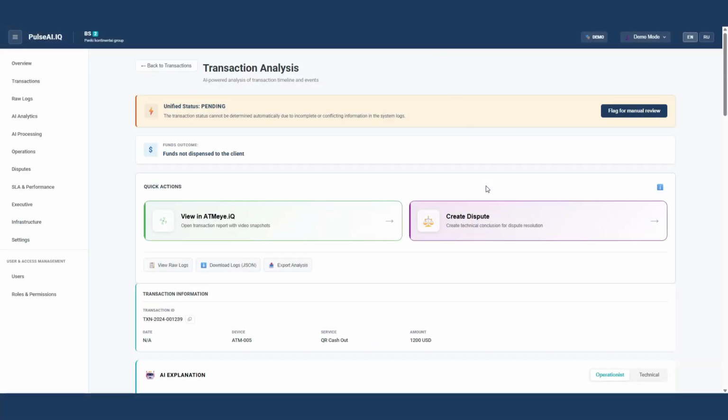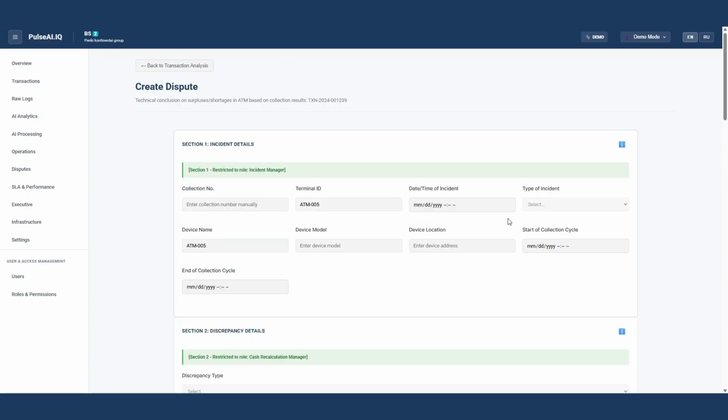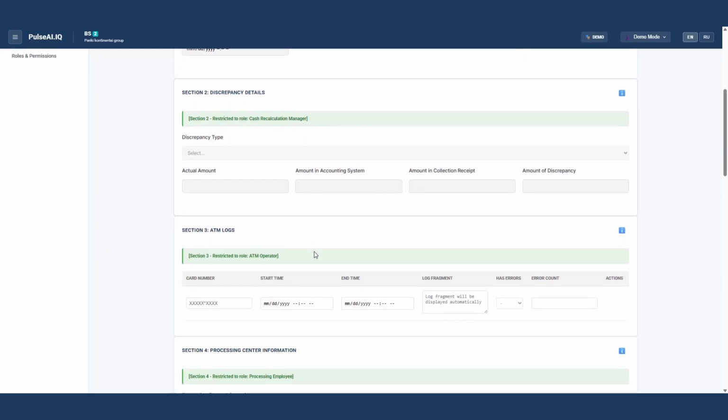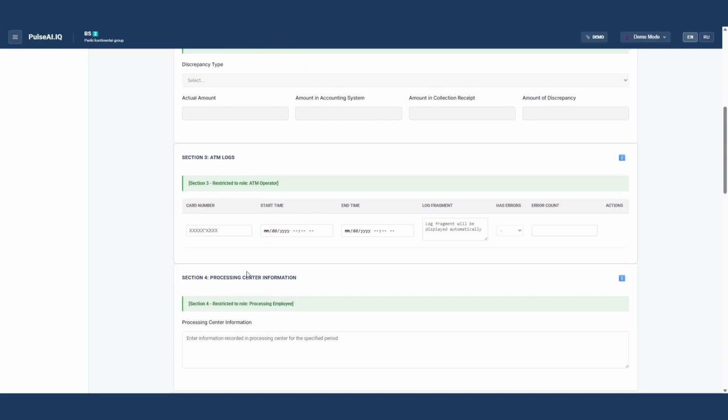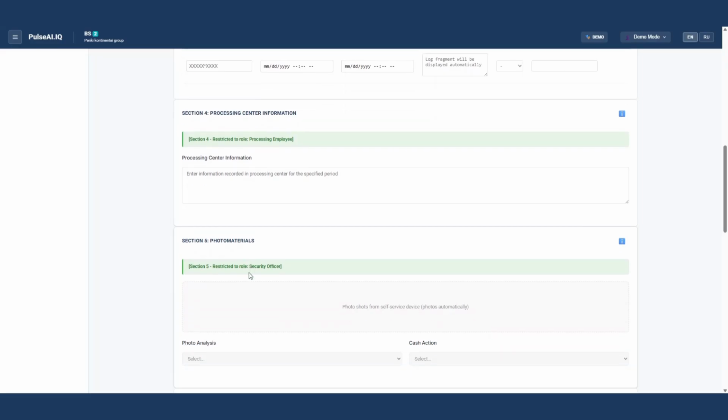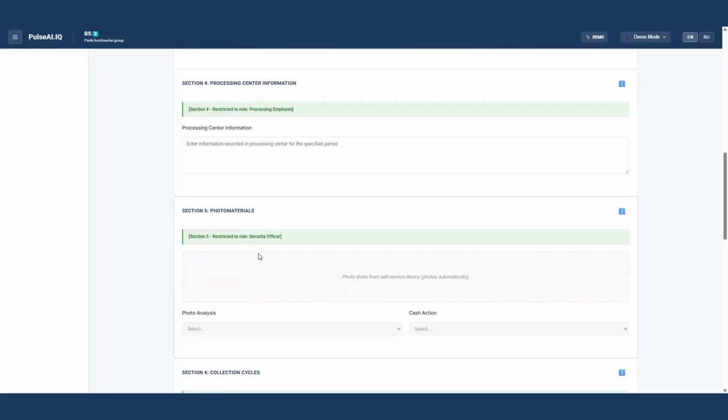Additionally, if we determine that we need to initiate a dispute, we have a dedicated button for dispute creation, which then opens the dispute creation form. This form is filled out by operations specialists, cash collectors, and all other involved roles participating in dispute management.